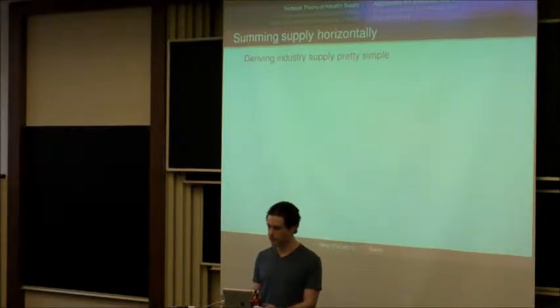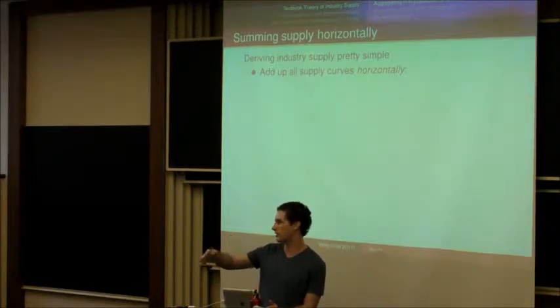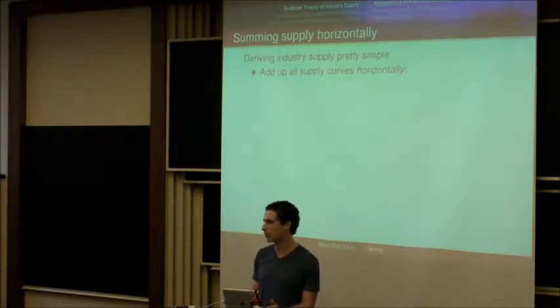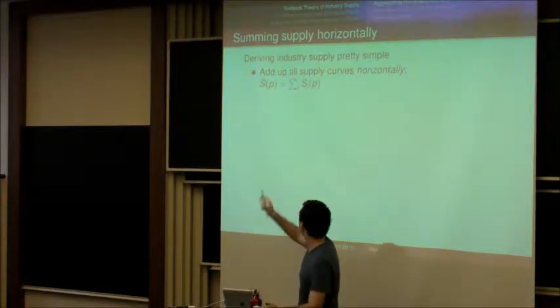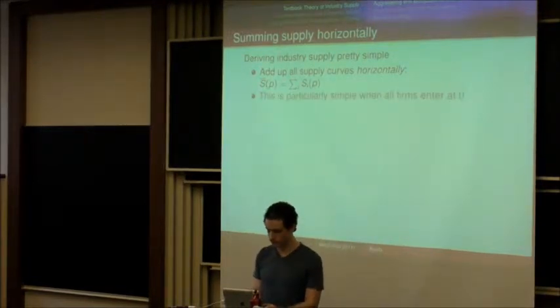So to derive an industry supply from an individual firm supply is pretty simple. Basically, all you do is add up all of the supply curves horizontally. And in some sense, this is what you could have done on your problem set. You could have taken all the marginal cost curves and added them up horizontally to get the total cost curve. That's one way to do cost minimization when you have different technologies. And the industry supply, S bar of P, is just the sum of the individual firm supplies.